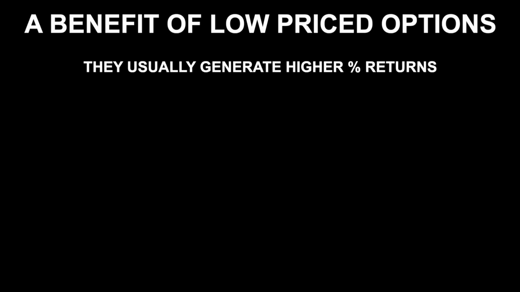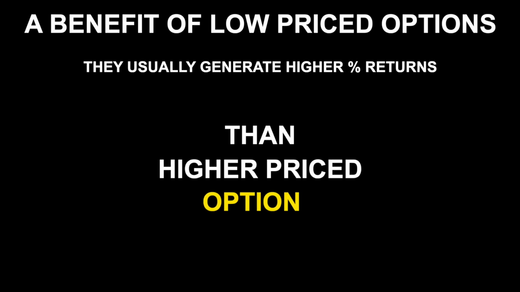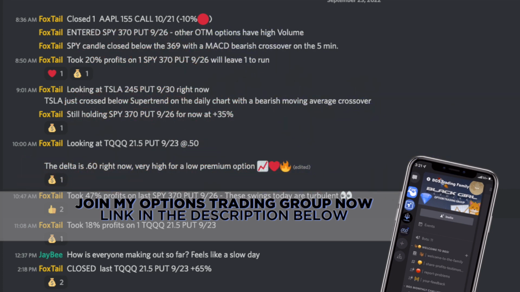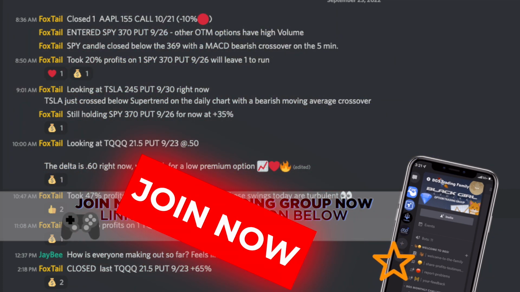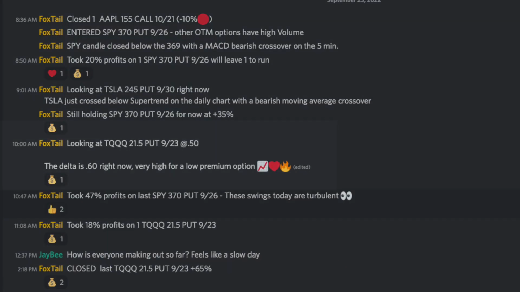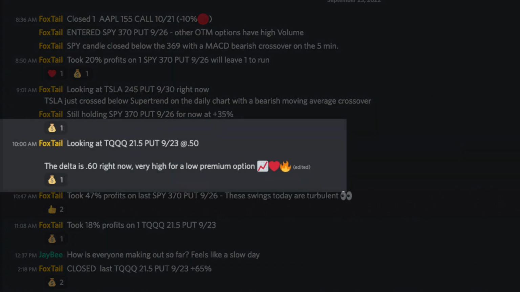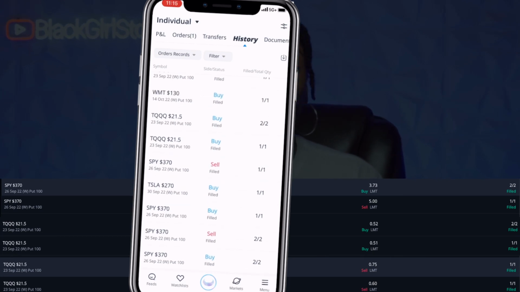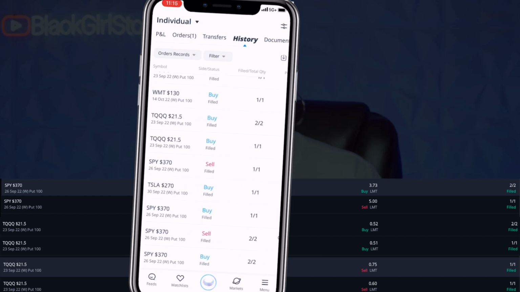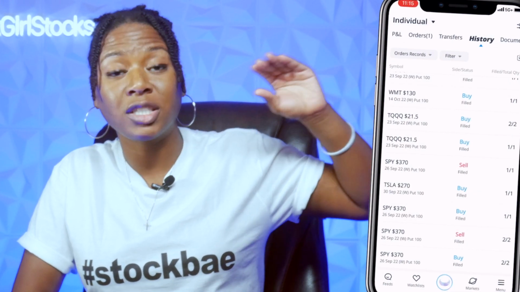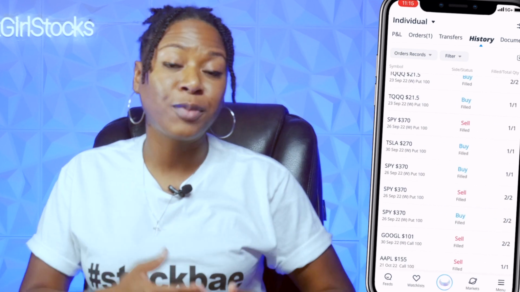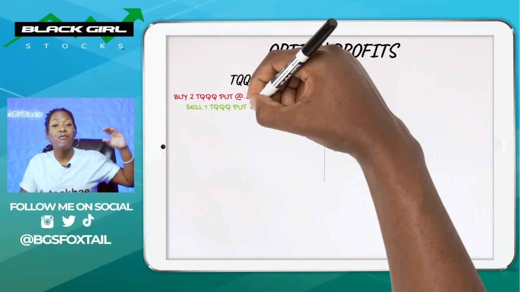A benefit of low priced options is that they usually generate higher percent returns than higher priced options. So for example, in my option trading group, I called out a put option on TQQQ. Okay, so at the time it was trading at $21 and the contract cost me a little over $50. So the premium was about 0.60. Okay, and at the same time, I also opened an SPY put, and that cost about $400 per contract. So we closed TQQQ at different profit targets, and we took profits at 18% and also at 65%. On SPY, we closed at 20% and 45% profits.